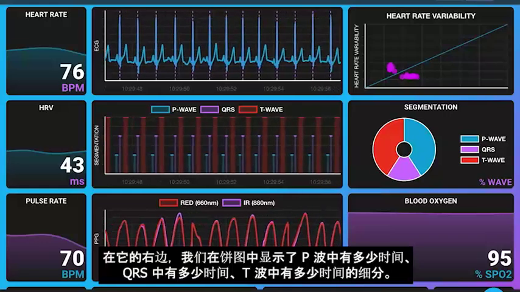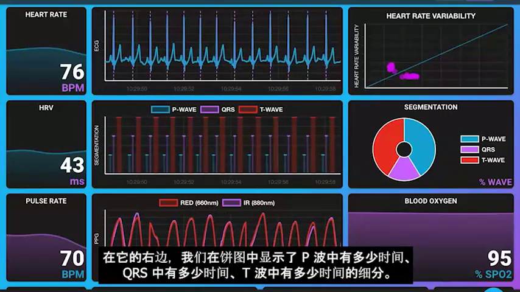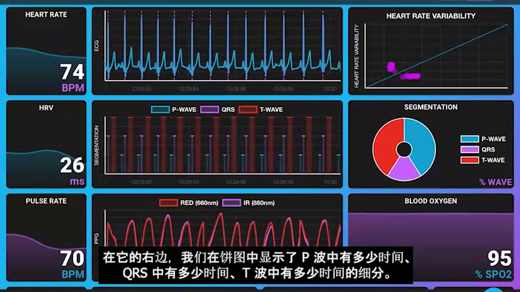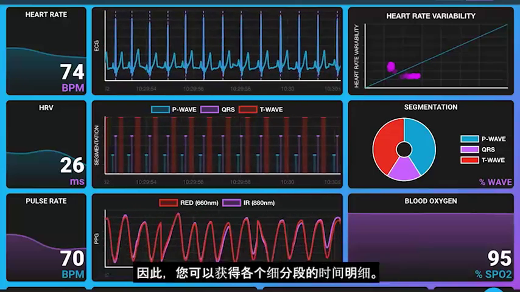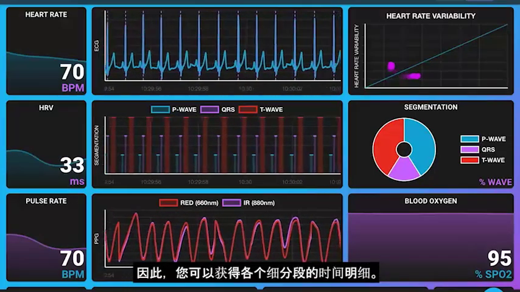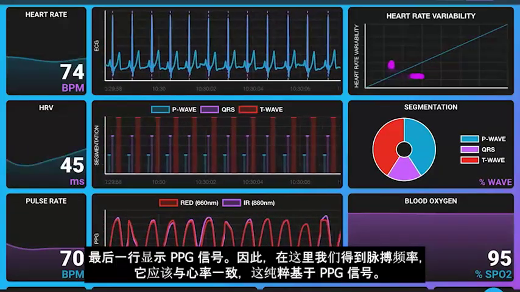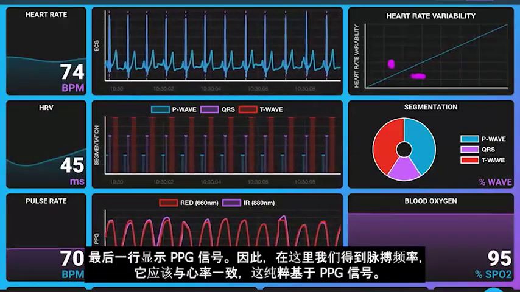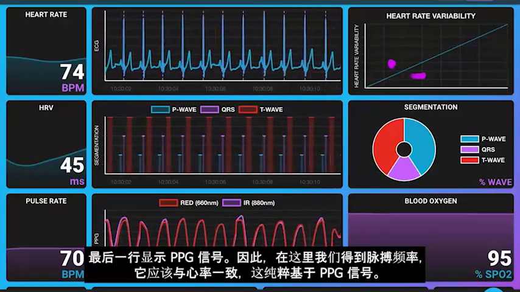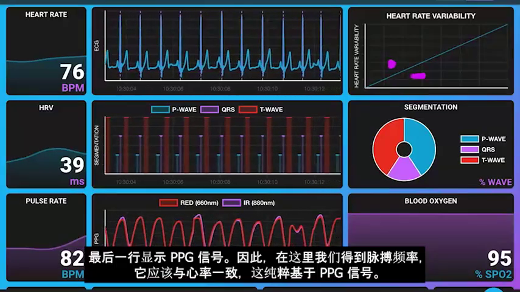And to the right of this, we show a breakdown in a pie diagram of how much time was in the P wave, how much of it was in the QRS, how much of the T wave. So this gives a breakdown of the time for the various segments. The last row is showing you the PPG signal. Here we're getting the pulse rate, which should coincide with the heart rate. This is based purely off of the PPG signal.